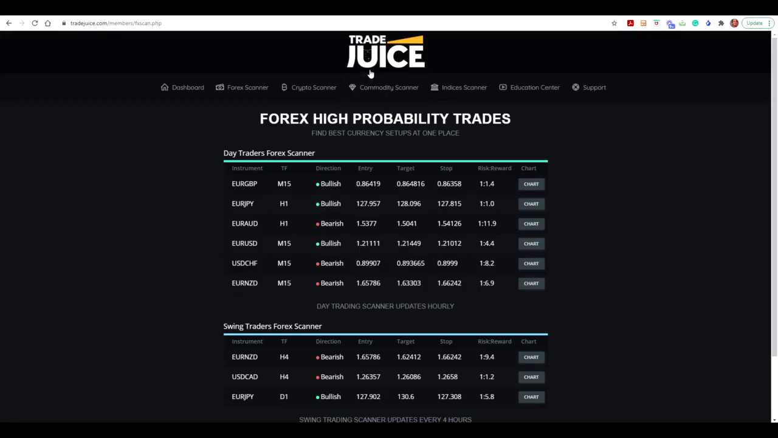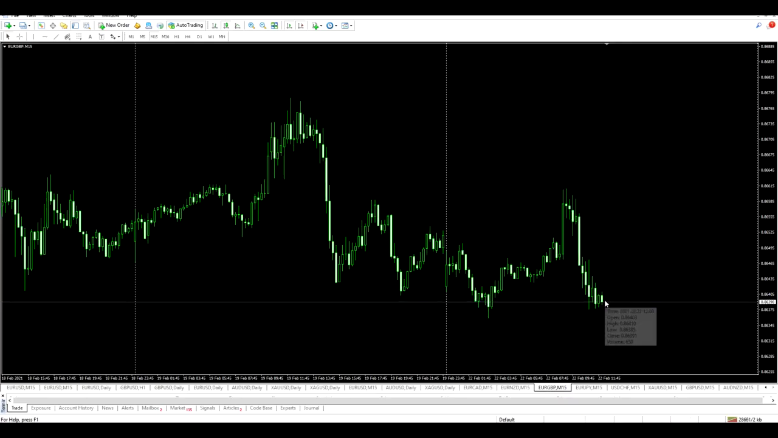Hi guys, I'm on the Tradeology platform and I see a whole bunch of high probability trades, and I'm going to have a look at entering one now, the euro pound on a 15-minute. I'm going bullish. I've got my entry, target, stop levels, and if I had to look at the chart right now, you can see this is where price is.